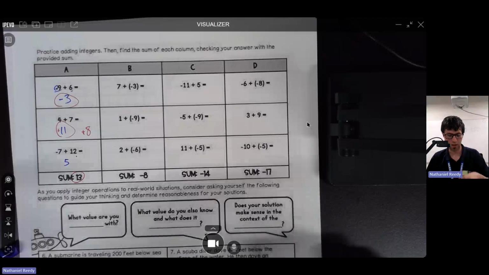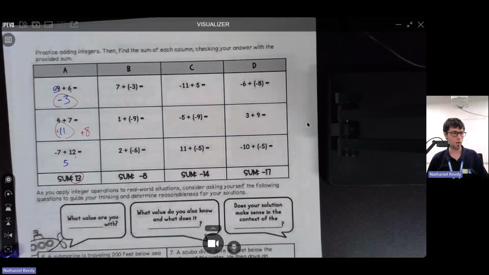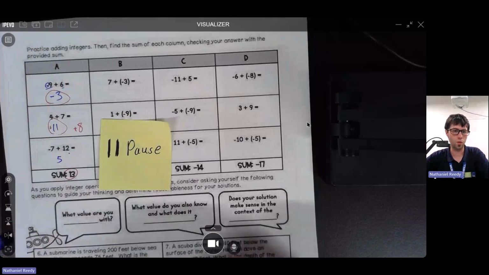Let me do one more column with you guys, and then I'll have you do these two on your own. So why don't you pause the video and see if you can do column B on your own.